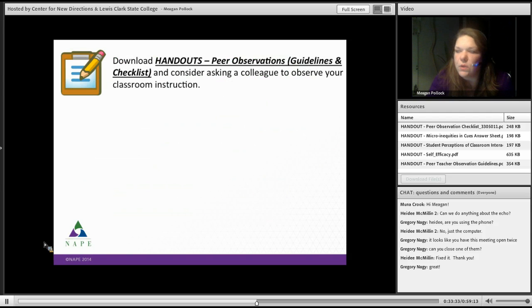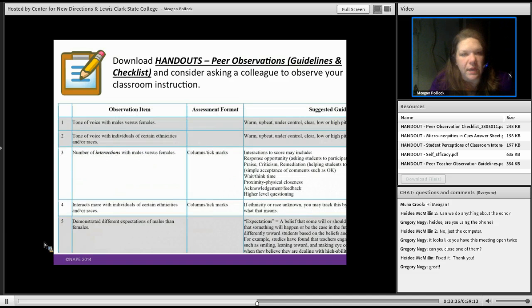So how do you know what messages you might be sending in your classroom? I encourage you, there are two handouts here that are related to peer observation. One is a guideline and one is a checklist. What I have here on the screen is just an example of the checklist that you might use. Have a colleague come look in your classroom. It's not an evaluation. It's just to create some data points of understanding of how you interact with students in the classroom.